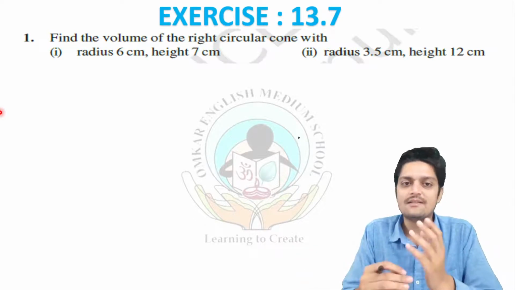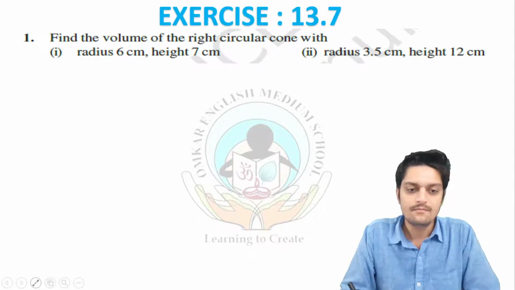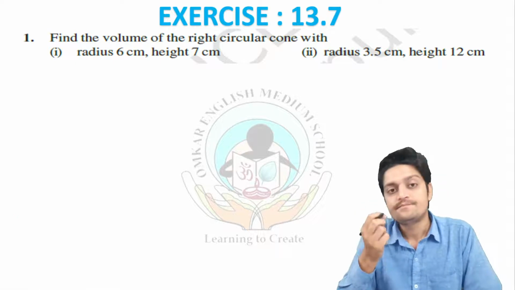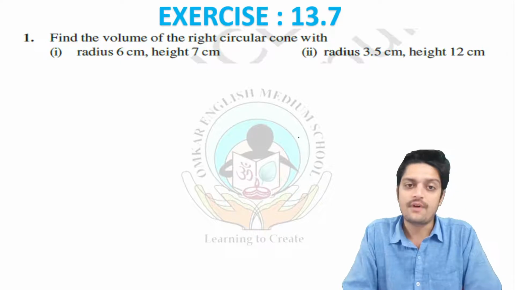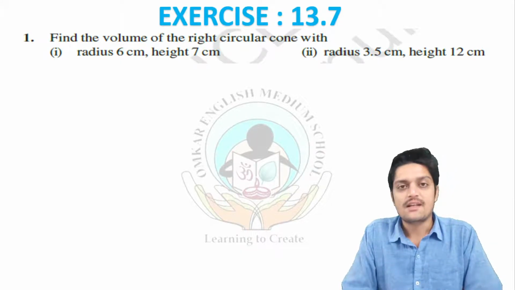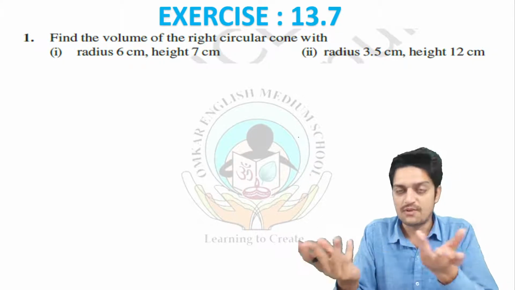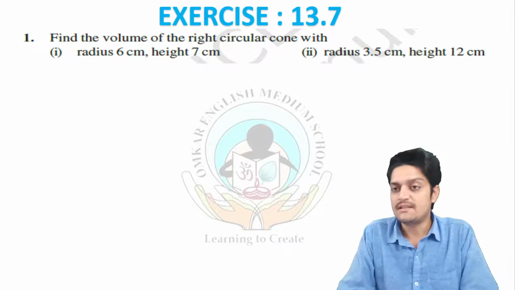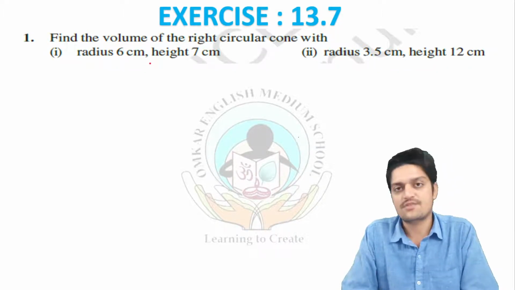Let us start this exercise with question number one. We have to find the volume of a right circular cone. Two questions are given here. I will solve only one question, and you have to solve the other one, because both are similar and easy. Let me solve the second question because it has a decimal point, and you have to find the answer of the first question.